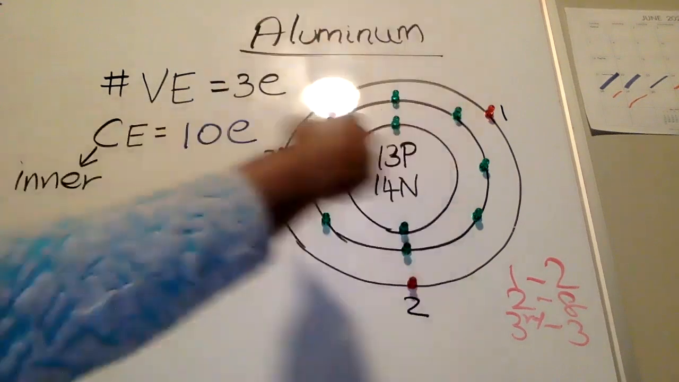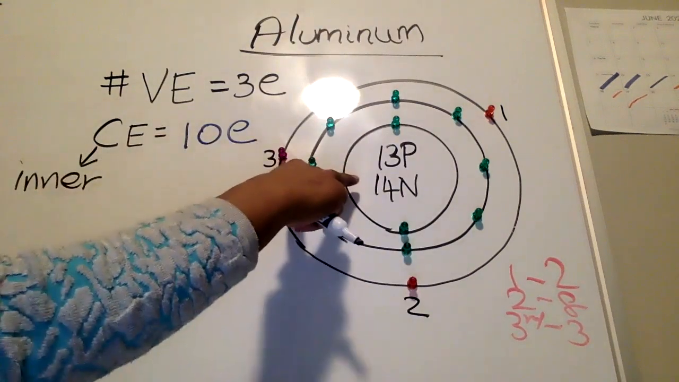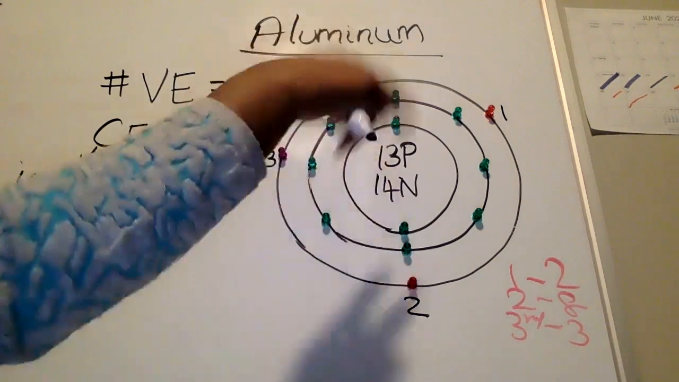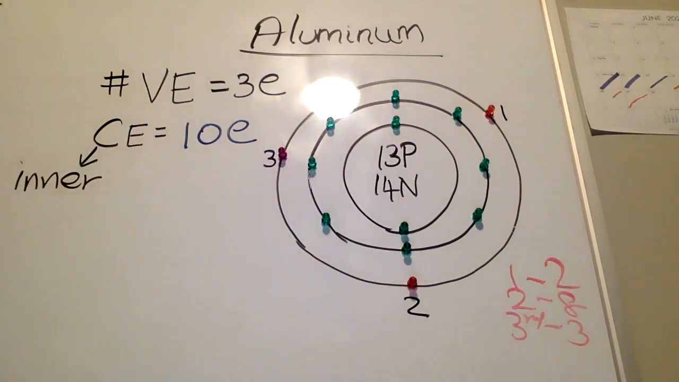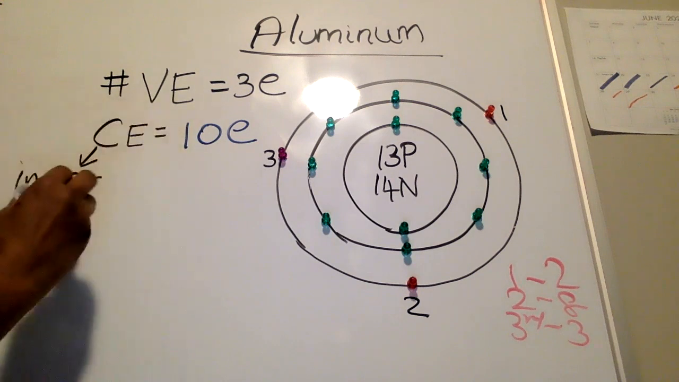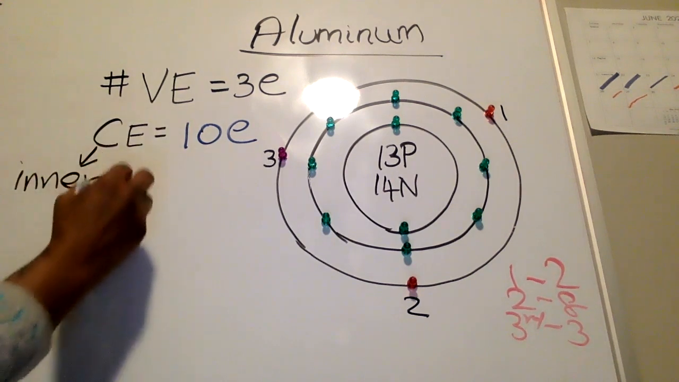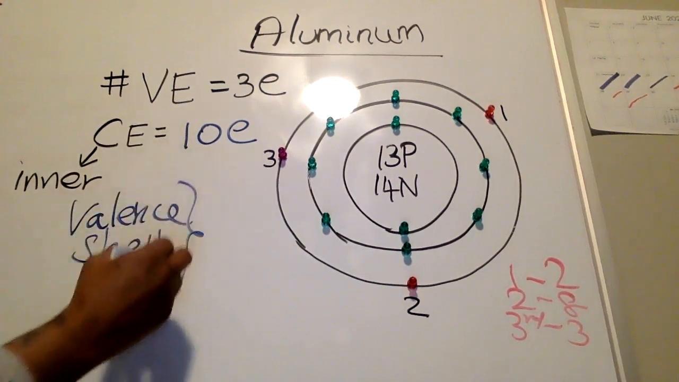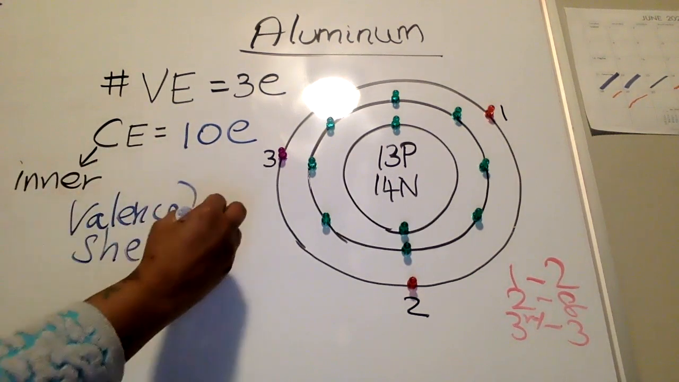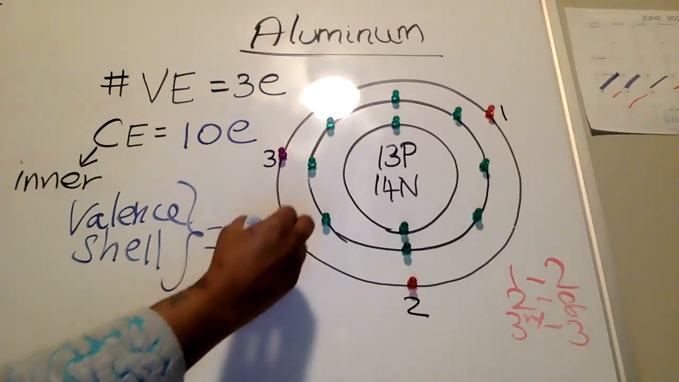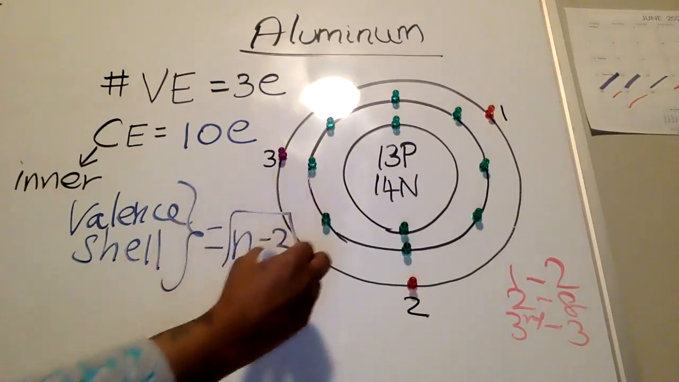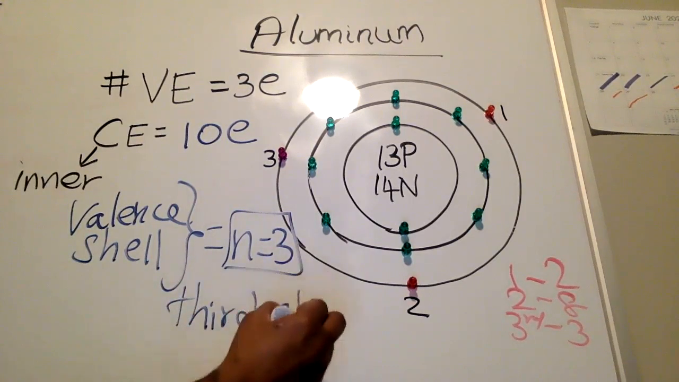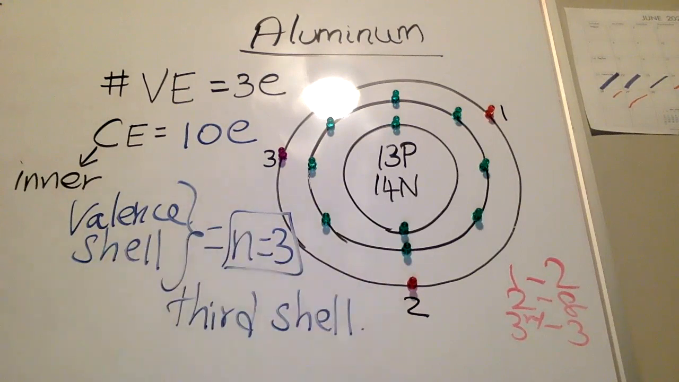Okay, so you have to count only the inner electrons. There are 2 shells inside. So you have to count electrons in both shells. So there are 10. Okay, now which one is the valence shell? Which shell? There are 3 shells, right? Which shell you will say as the outer shell? Either you can write the third shell or n equals 3. Your choice. Third shell or n equals 3.